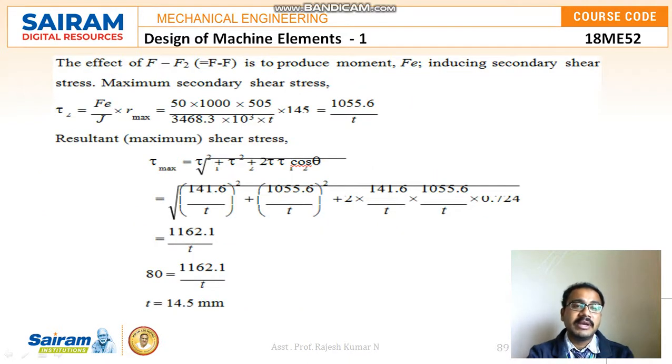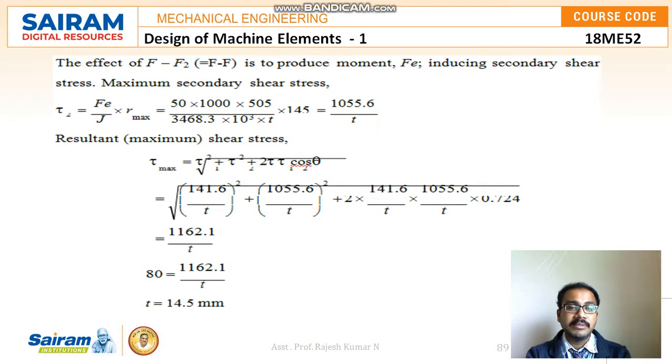The effect of minus F2, which is equal to minus F, is to produce the moment Fe, inducing secondary shear stress. So the maximum secondary shear stress tau 2 is equal to Fe divided by J into R max. Fe is 50 into 10 power 3 into 505, and substituting J as 3468.3 into 10 power 3 into t, and R max as 145, I get the secondary shear stress as 1055.6 divided by t.